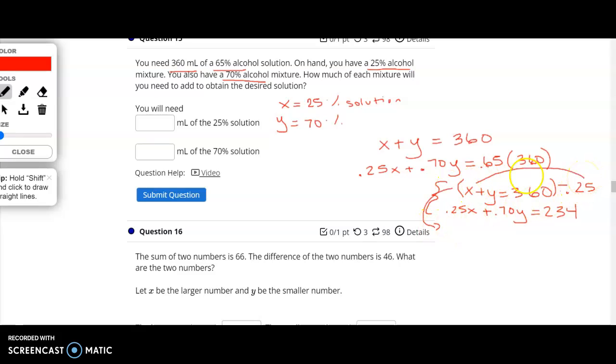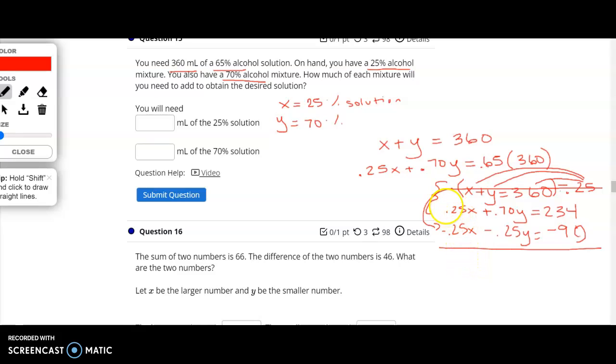Remember that negative 0.25 has to multiply by every single term in that equation. So we'll get negative 0.25x minus 0.25y equals 360 times 0.25, which is 90. Worked out nicely. Negative 90. Okay, so we've got our equations. We've got our x values the same but opposite. Let's go ahead and cross this out, remember we're done with that. And then we'll add our equations together.